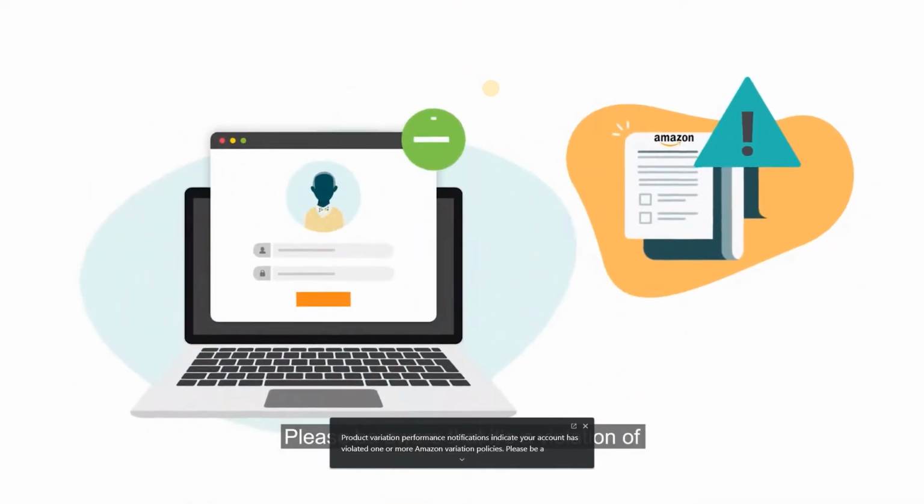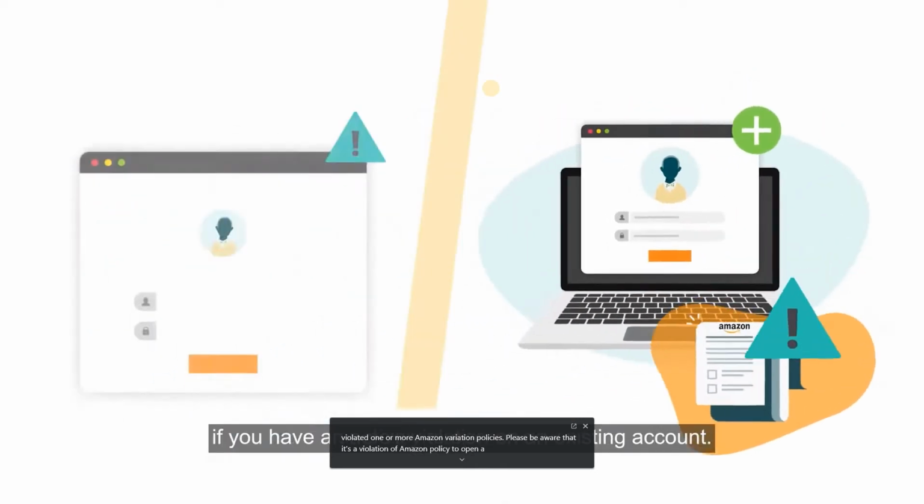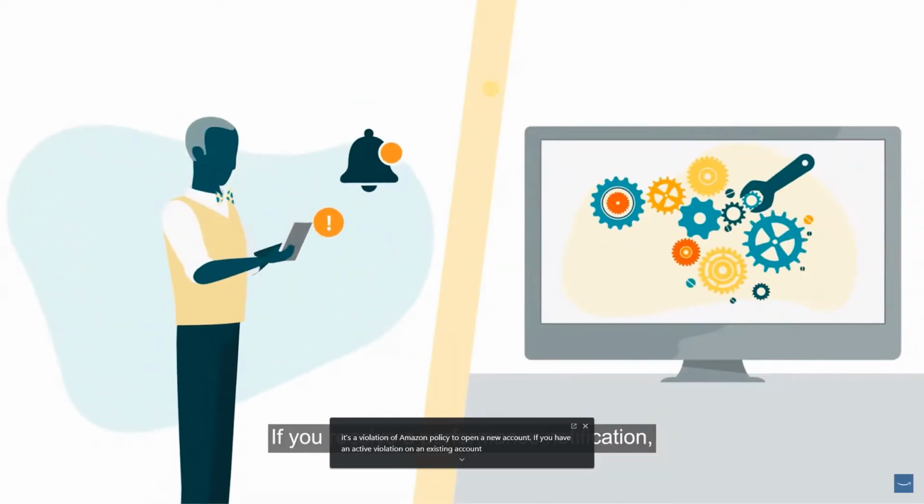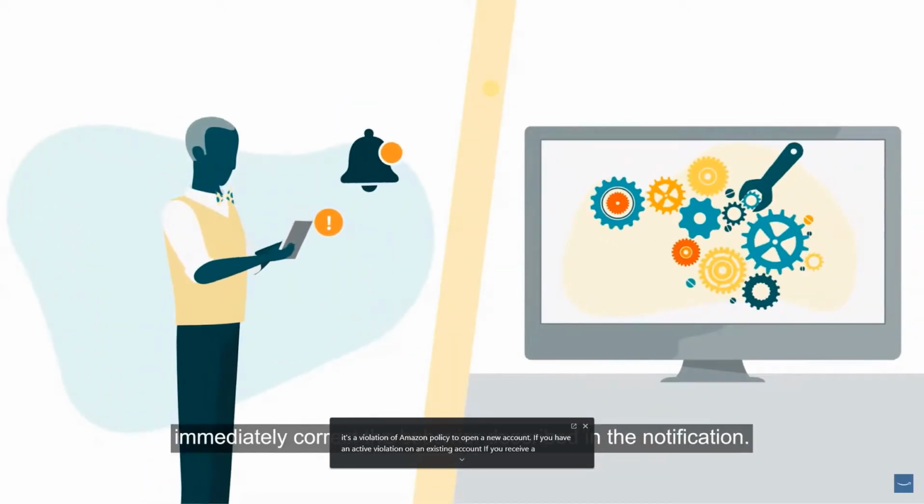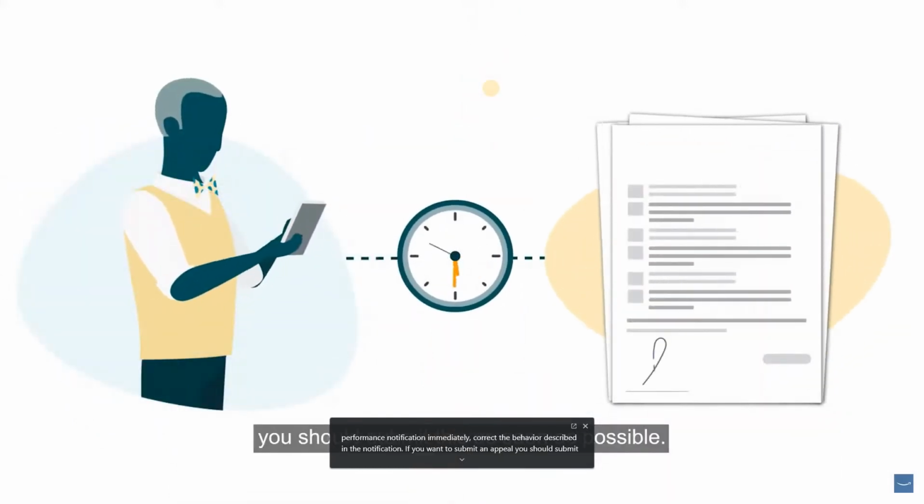Please be aware that it's a violation of Amazon policy to open a new account if you have an active violation on an existing account. If you receive a performance notification, immediately correct the behavior described in the notification. If you want to submit an appeal, you should submit this as soon as possible.